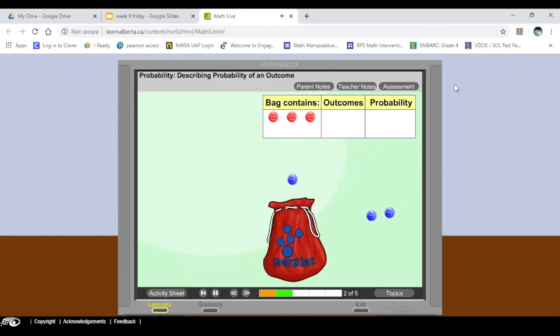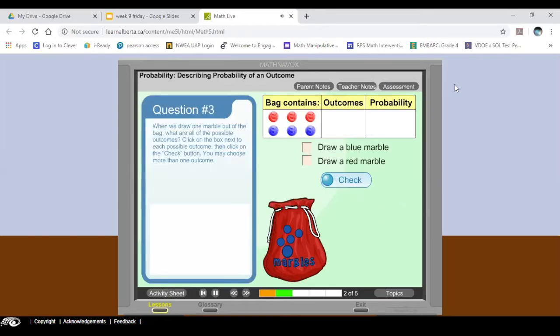Let's see what happens when we add 3 blue marbles to the bag. When we draw 1 marble out of the bag, what are all of the possible outcomes? Click on the box next to each possible outcome, then click on the check button. You may choose more than one outcome.